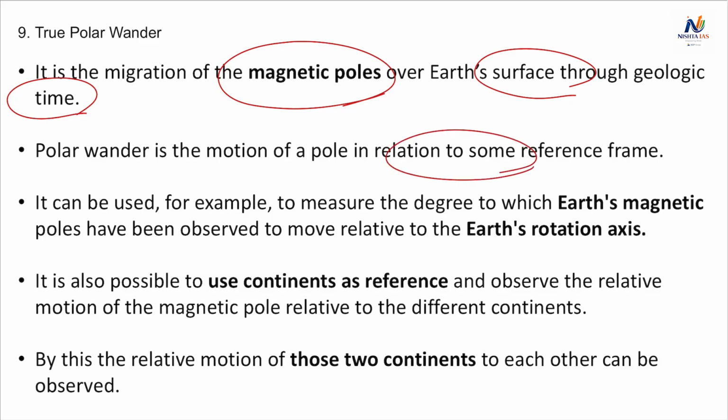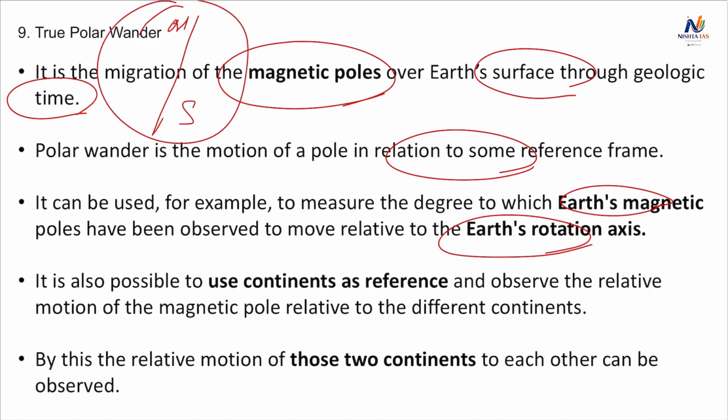Polar wander is the motion of a pole in relation to some reference time frame. It can be used, for example, to measure the degree to which Earth's magnetic poles have been observed to move relative to Earth's rotation axis. Friends, this polar wandering is also used to measure how Earth's magnetic poles have been moving in relation to the Earth's rotation axis. So with respect to the axis of rotation, how the poles are moving, north or south. To measure this, we are using the polar wandering concept.